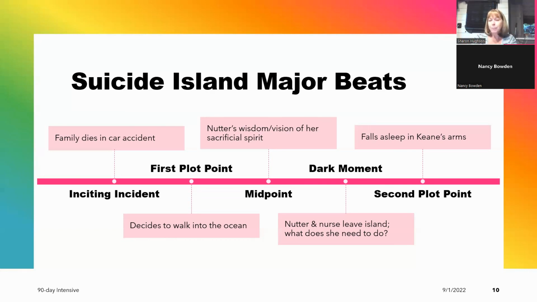And then the second plot point is when she allows herself to open up her heart to Keen, another person who is stuck on the island. So the romantic interest, but not really, because it's not a romance. It's women's fiction. But she does have to believe she can love someone again. That's part of her journey, of what she needs to do to be able to escape the island.